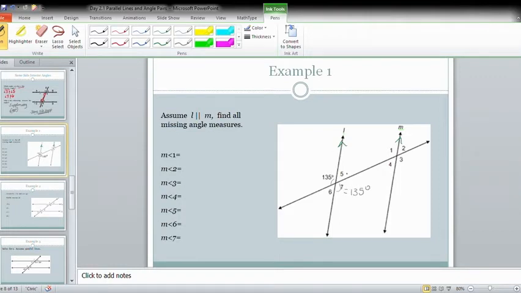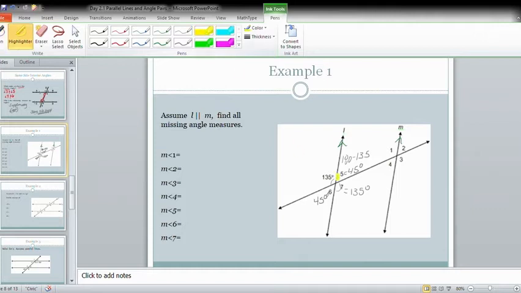I can also figure out what angle 5 is because these two are going to be linear pairs. So if I do 180 minus 135, that's going to give me my leftover angle, which should be 45 degrees. And again, I have another vertical pair with angle 5 and angle 6, so I know that angle 6 is also 45 degrees. But now I have to shift over.